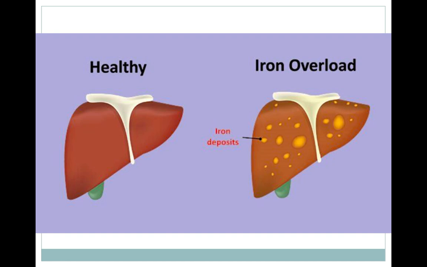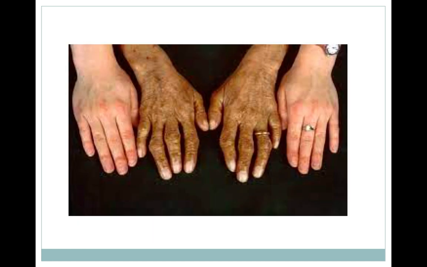This slide shows the liver in health and the liver that is loaded with iron. This slide shows the pigmentation of the dorsum of the hands in the patient with hemochromatosis. There is a deformity of the joints secondary to the chronic arthropathy.